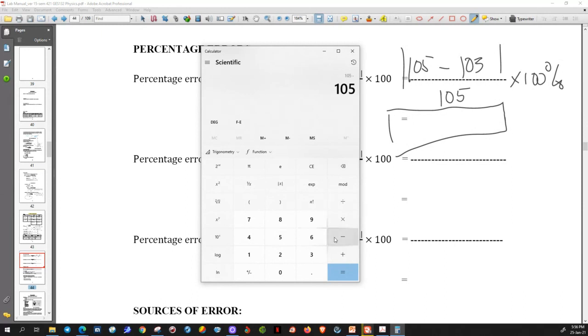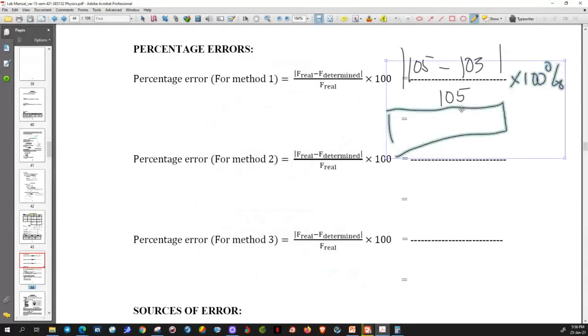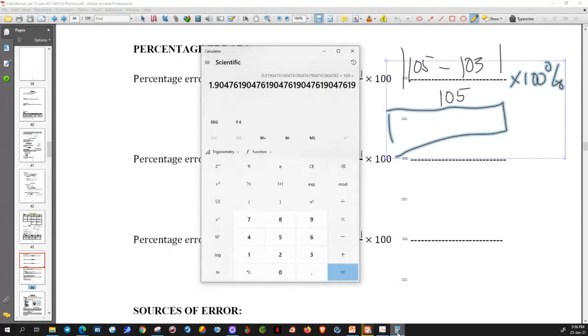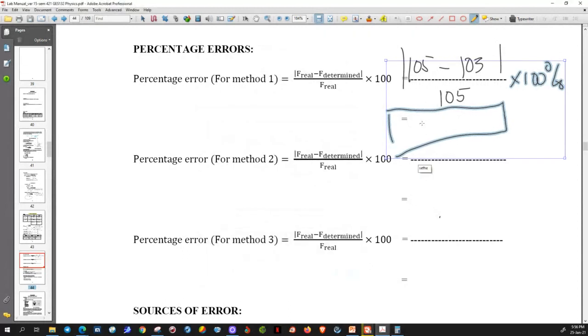105 minus 103, absolute value, okay? Divide by 105, the real value. The answer multiplied by 100%. So I get a percentage error of, what's the percentage error? 1.9%. This is how you finish your lab report with the percentage error.